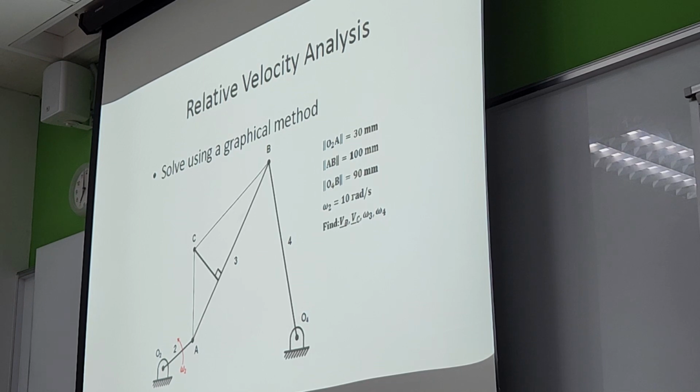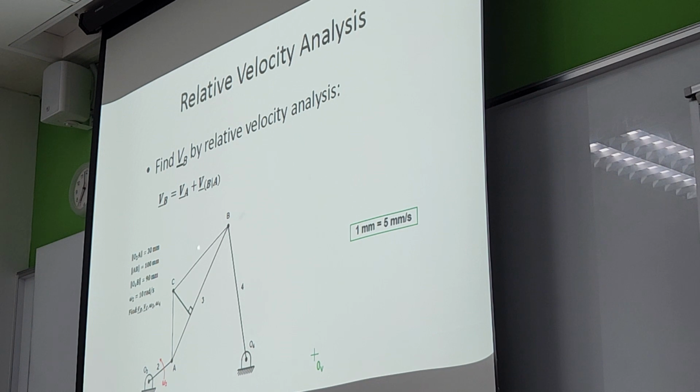Now let us say the 4-bar mechanism is given as shown here. Okay, so try to follow carefully. Here point A, point B. Okay, so then there is point C. Point C is on link 3. Alright, so then angular velocity of link 2 is given. Angular velocity omega 2 is given.